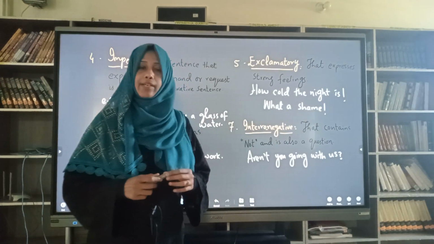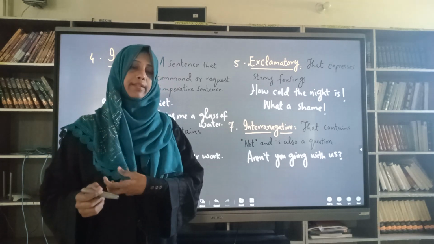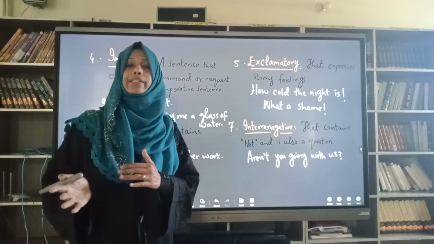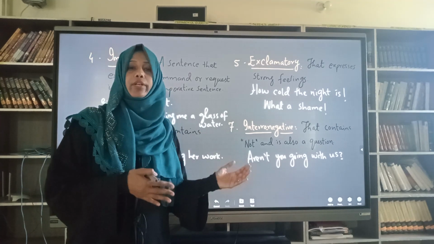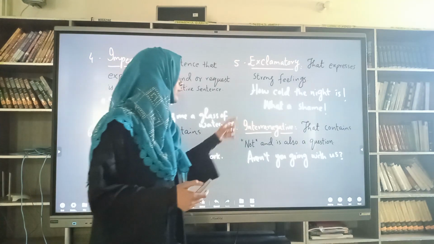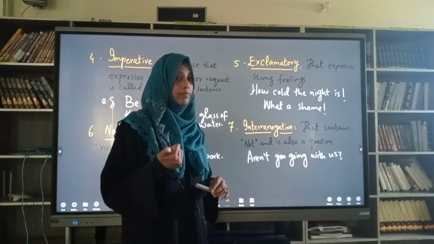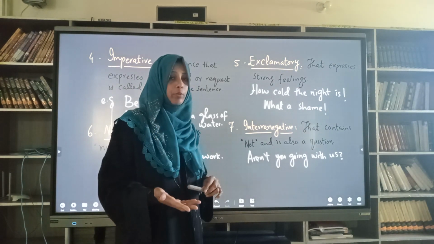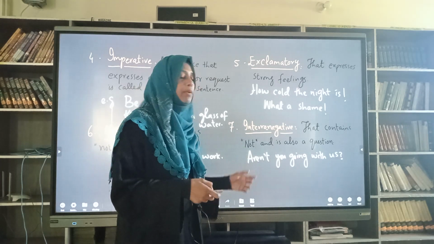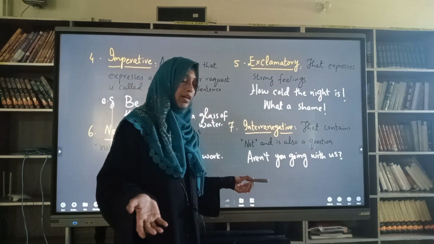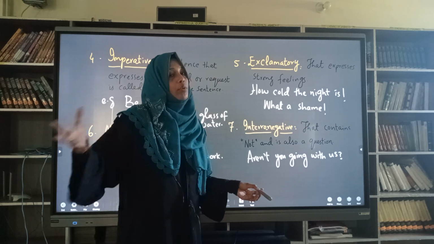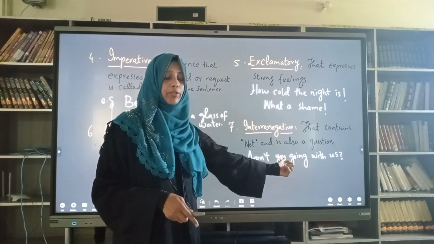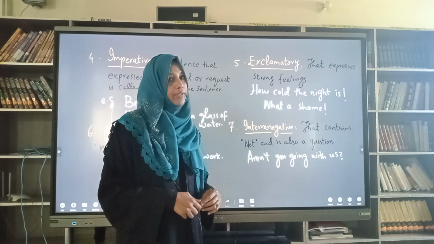Okay, now comes the seventh and the last type, that is interrogative negative. As the name shows you, it will contain both negative and interrogative sentence. It's a combination of both. So it contains not as negative and then asks a question as an interrogative. The example is: aren't you going with us? Don't you want to go outside? And so on. But remember that you should place a question mark at the end of the sentence.